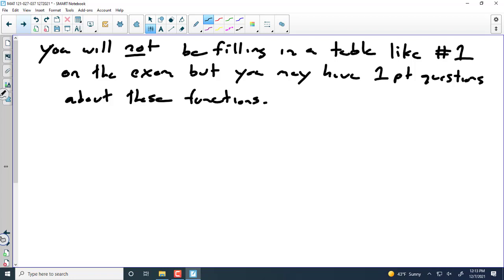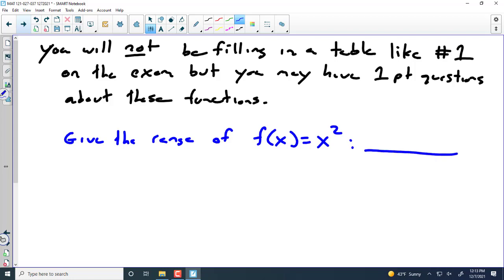But you want to know those basic functions. You'll notice that I even included the function 1 over x on there, because you might see a one-point question that just says something like this. Give the range of f of x equals x squared. And if you know how to fill in this table, then you can give the range of f of x equals x squared. What is that range? Try again. Range, not domain. 0 to infinity. Am I including 0? Yes. Good.